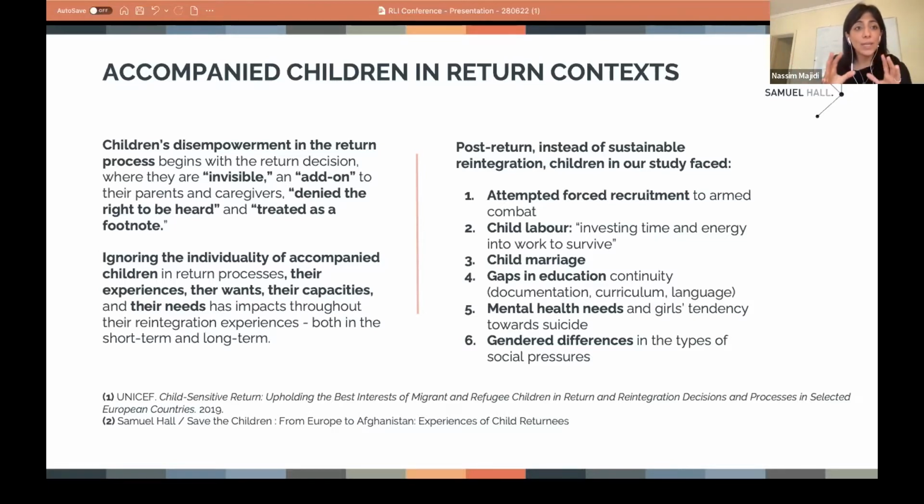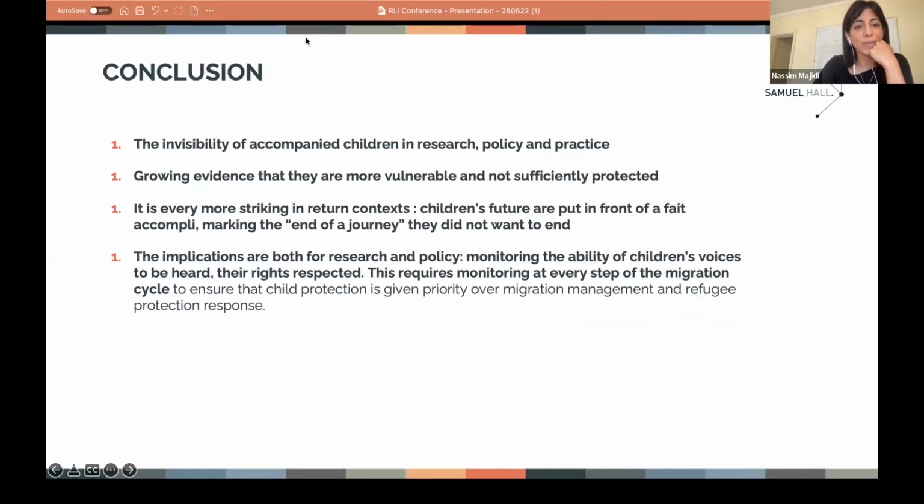So in many ways, whether it was state-driven or family-driven, children were in no way protected before, during, or after return. Over to you, Mackenzie.